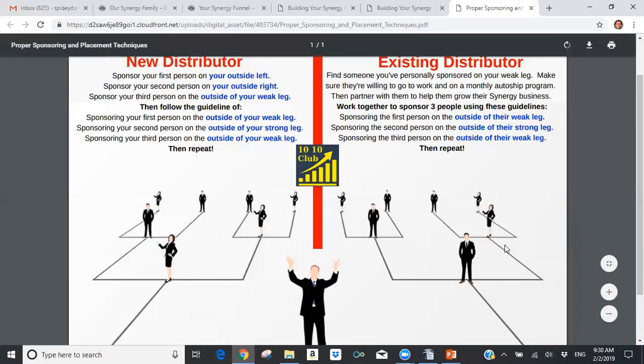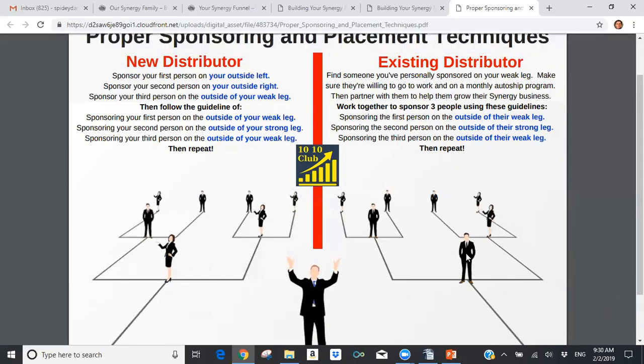And you're doing the same thing for people on your right-hand side that you personally sponsored. You're teaching them the same techniques. New distributor just came in, this gentleman here. He's going to sponsor his first person on his outside left, the second person on his outside right, and then the third person on the outside of his weak leg, whether it's his left or right-hand sides. And he's teaching these individuals that he brought in to do exactly the same thing.